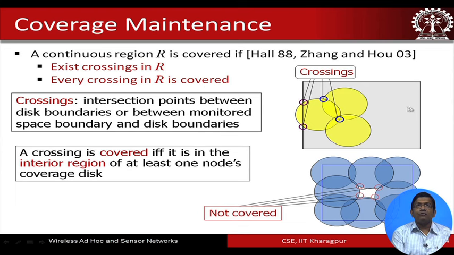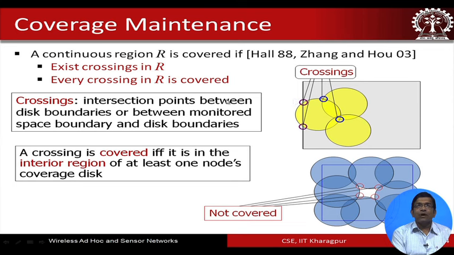This is what the crossings look like pictorially, right. We have a sensor node, we have the disk. So, two different sensor nodes with their corresponding disks overlapping over here. The disk cutting across the region boundary will give different crossings, as shown. So, we have multiple crossings. There exist crossings in R, that means there has to be overlaps of these different disks, and every crossing in R is covered. And what is a crossing?